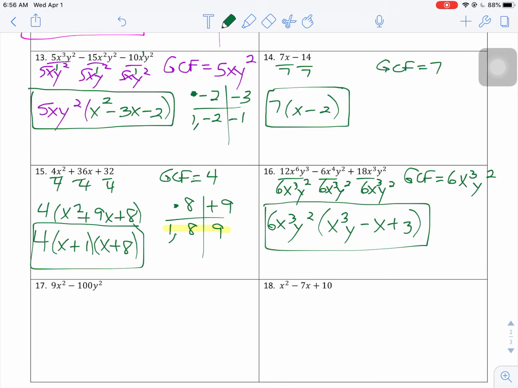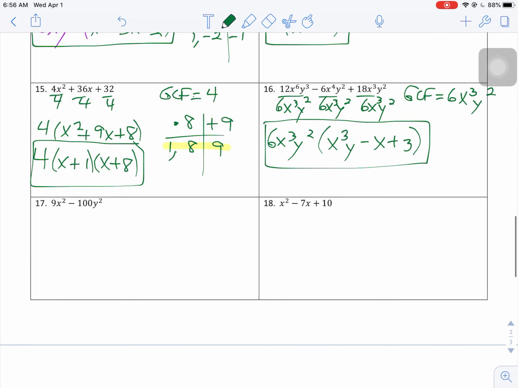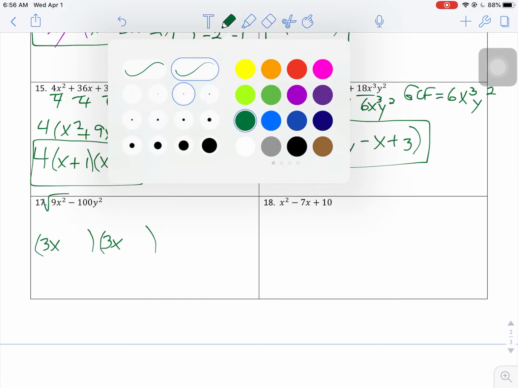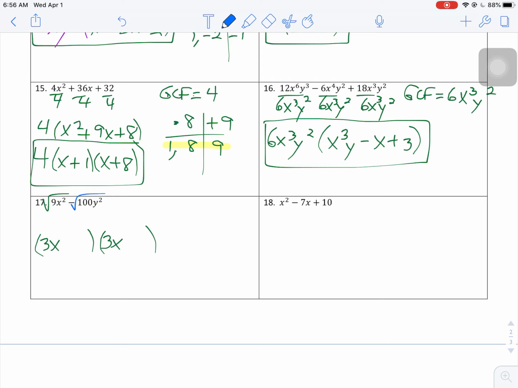On number 17, no GCF other than 1. I see 2 terms. I see subtraction. Both terms are perfect squares. So there should be the difference of 2 perfect squares. So the square root of 9 is 3. Square root of x squared is x. And then in the back, square root of 100 is 10. Square root of y squared is y. Make one positive, make one negative.